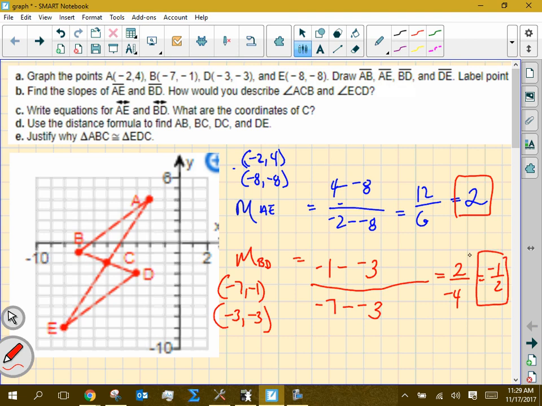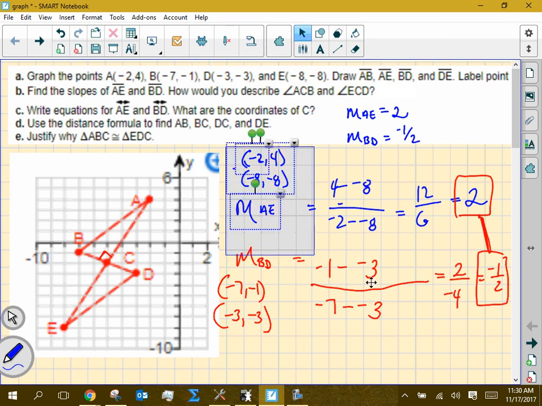They're perpendicular, okay? We've got opposite signed reciprocals here. So that means we've got perpendicular lines, AE and BD. So that's a right angle right there, okay? Now it says write equations for AE and BD. All right, so doing that, I'm going to rewrite this information up here. So we found the slope of AE to be 2 and the slope of BD to be -1/2.